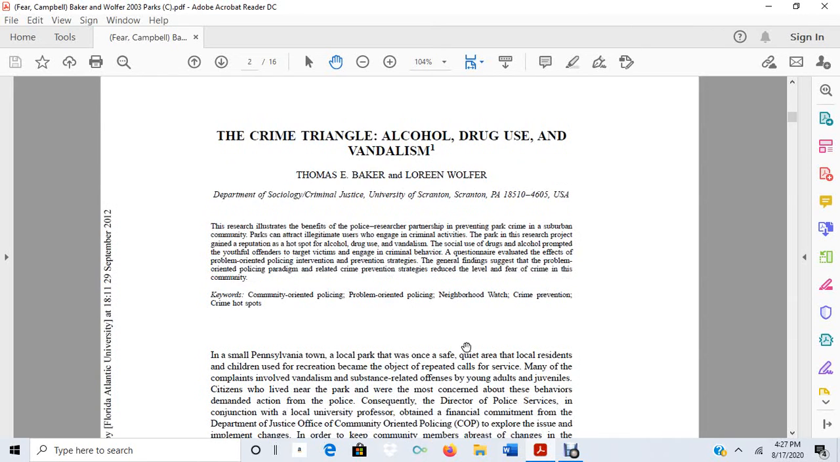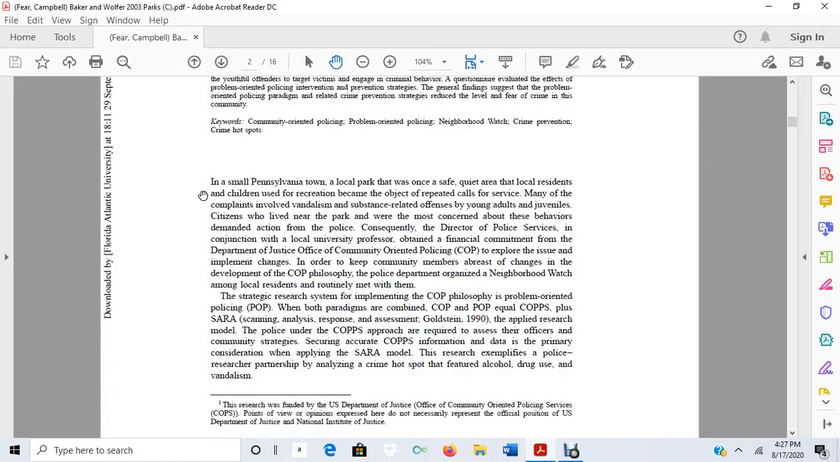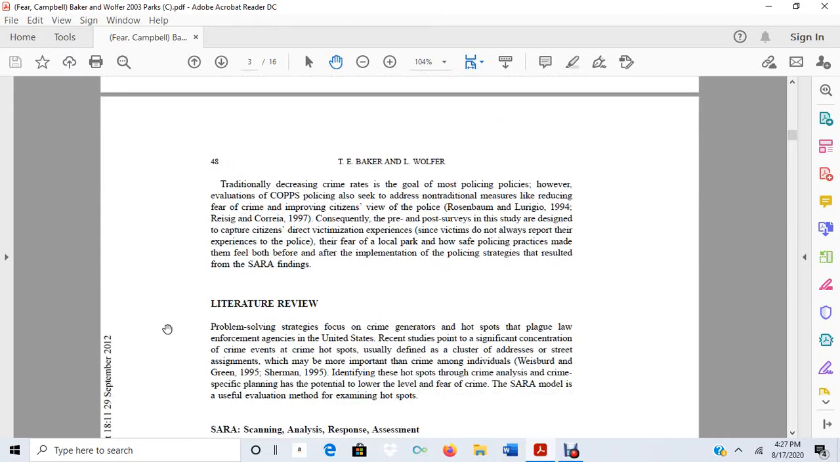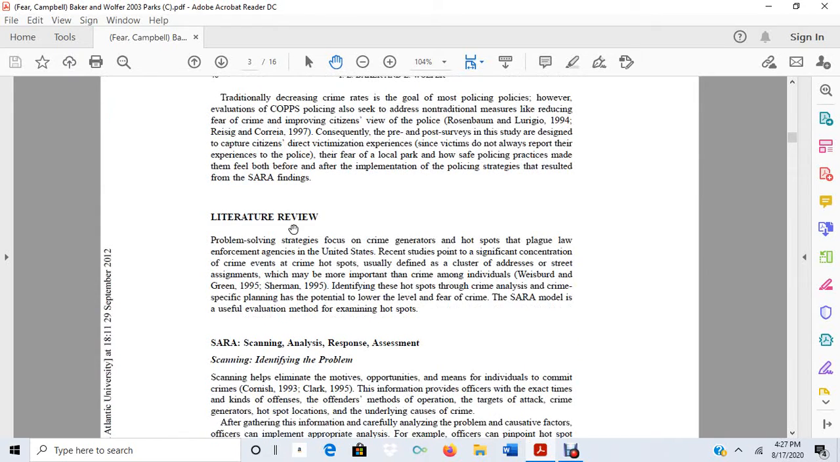Okay. And then as you scroll down, we get the text of the article itself. So this is probably the introduction that just sets up the problem, sets up what it is that they were studying. So we'll scroll down a little bit. And then we get to the literature review.